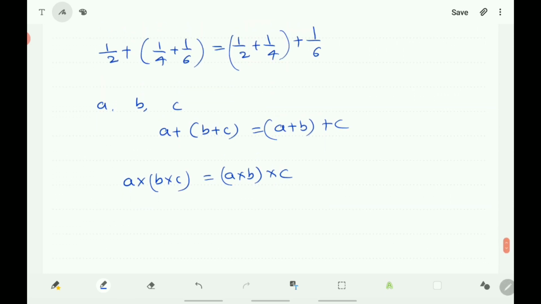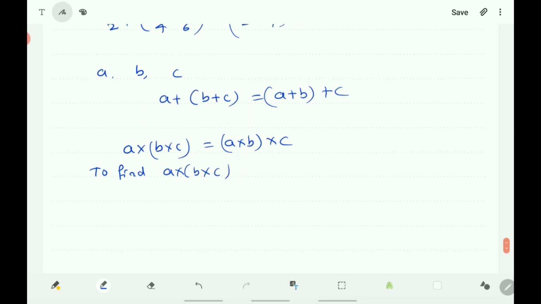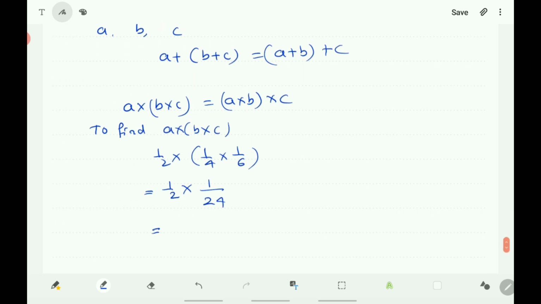So you take the numbers to find A into (B into C). Take the numbers 1 by 2 into (1 by 4 into 1 by 6), and that is equal to 1 by 2 into, now you simplify the bracket, that is 1 ones are 1, 1 by 24, and 1 by 2 into 1 by 24 is 1 by 48 it is. 24 twos are 48.